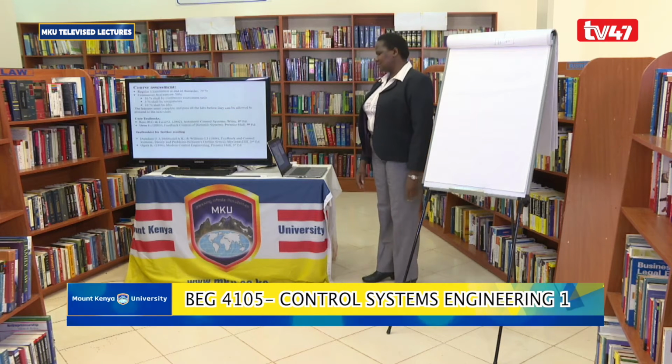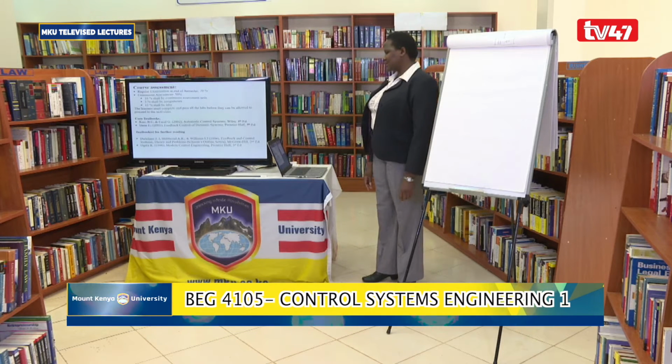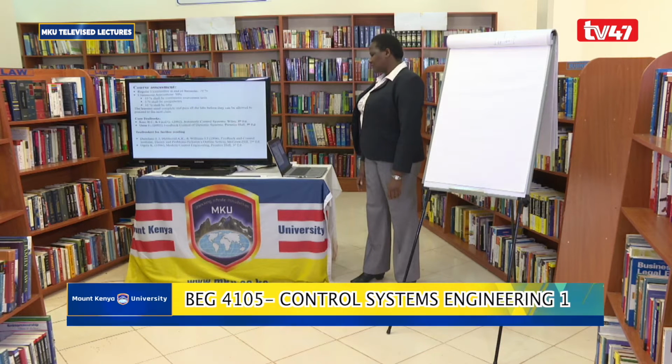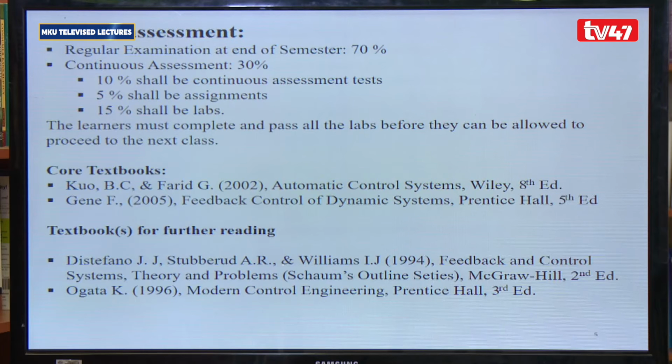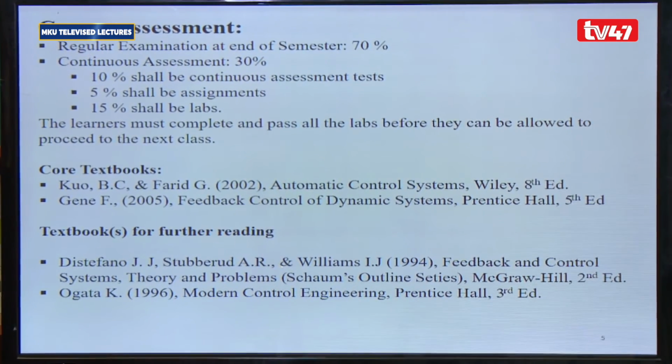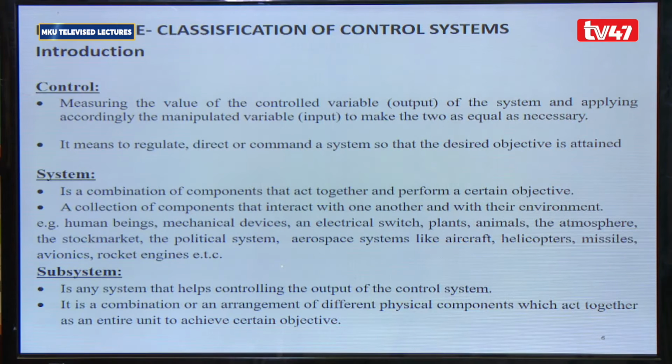So here you'll have assessment. At the end of the semester you'll do an exam of 70%, out of 70. The CATS assessment will be out of 30, which incorporates 10% for the CATS, that is the continuous assessment tests, 5% for assignments and 15% for practicals. The recommended textbooks are also given there. However, you can also do further reading on other textbooks that cover control systems.